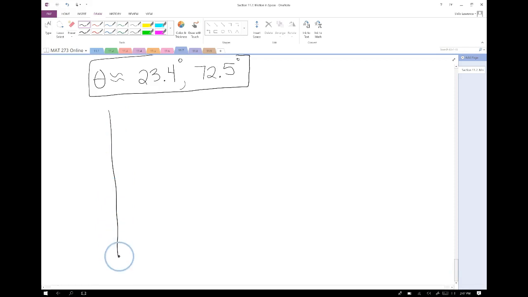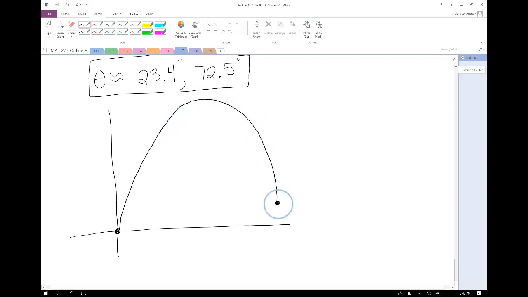So when we look at the path of this projectile, we're starting here, and we want to get here. There's two ways that we could do that. We could do a really steep angle to get there, or we could do a really shallow angle. So either way we could get there.